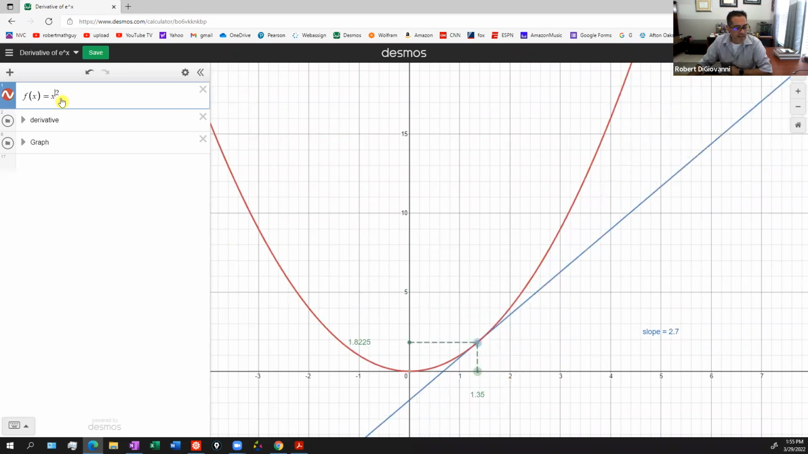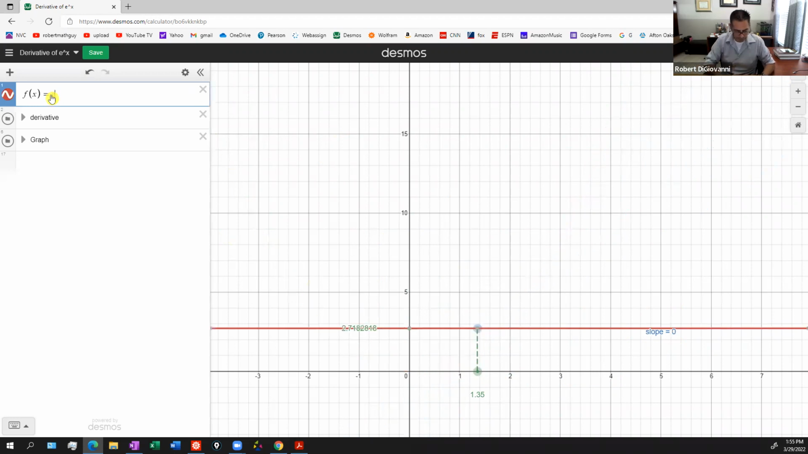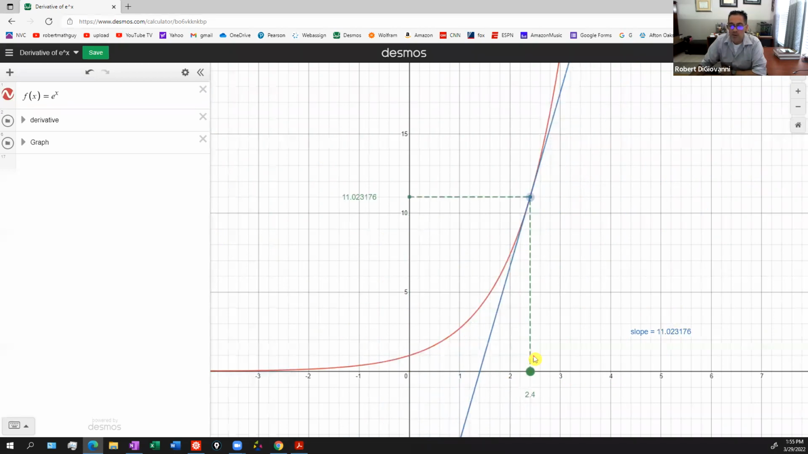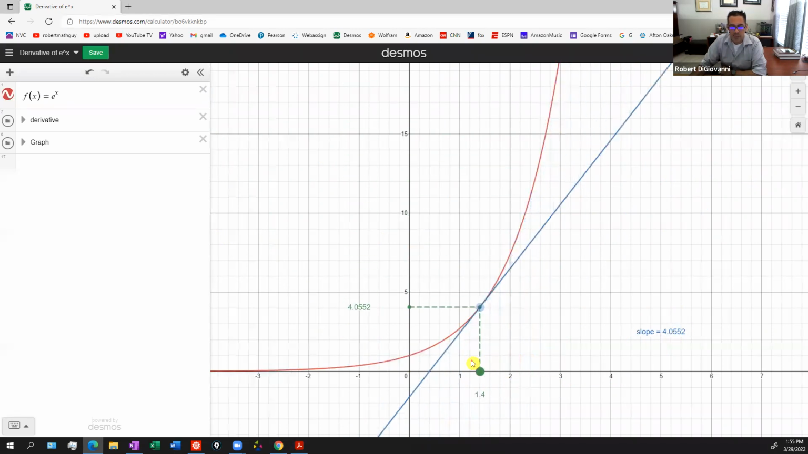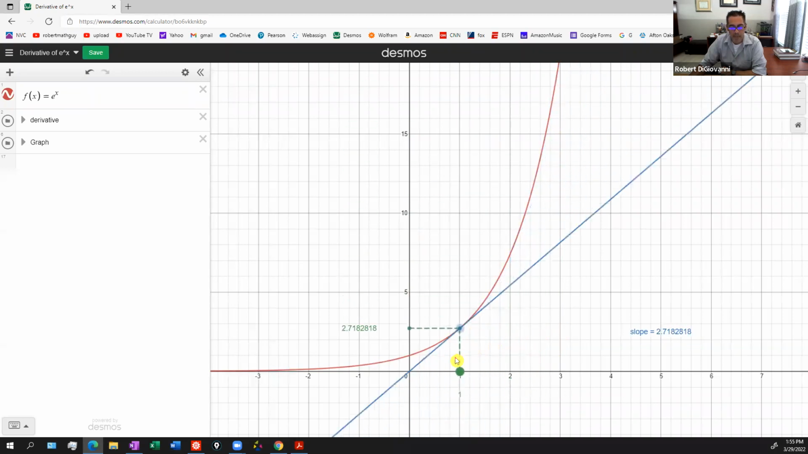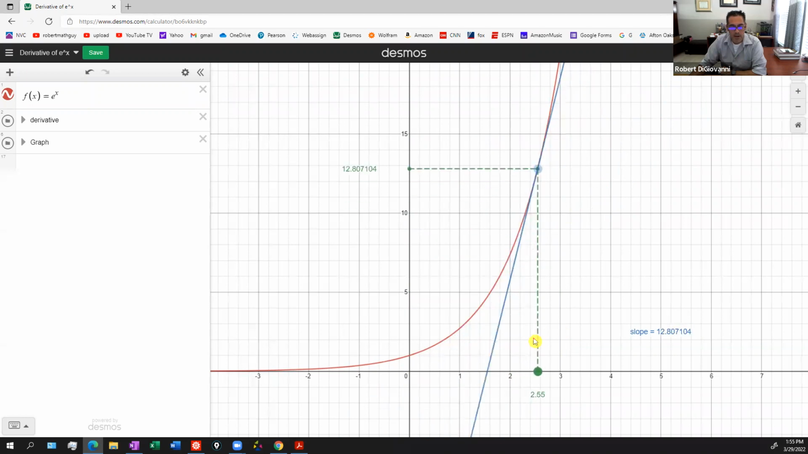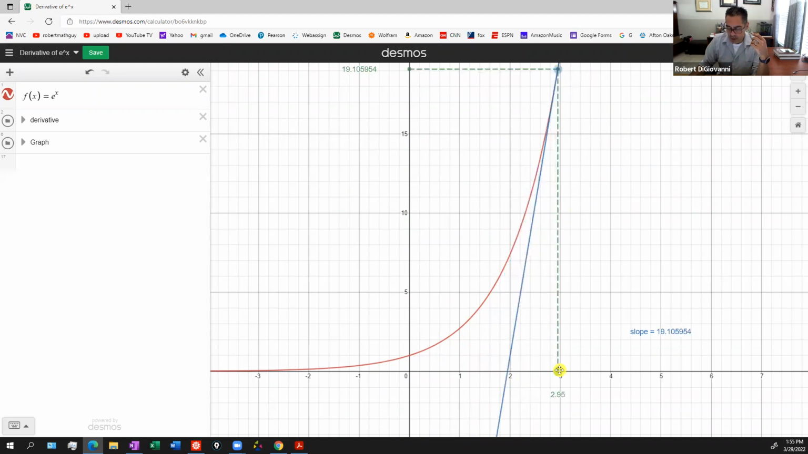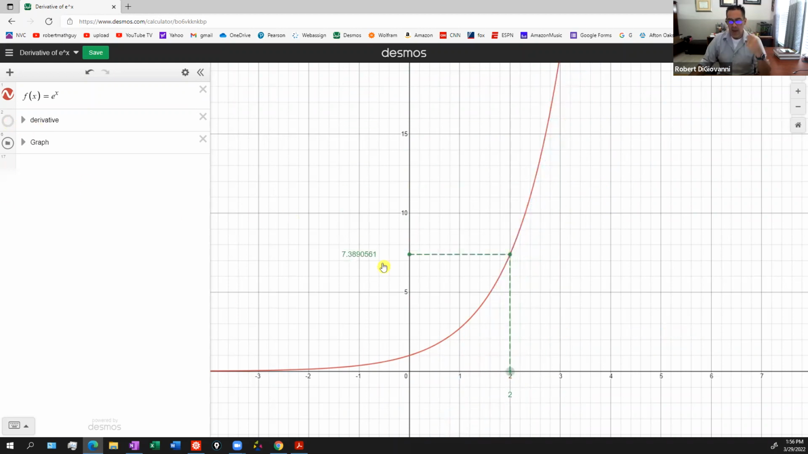But if I draw e to the x, and I move this, notice the y value and the slope are always the same. Always. Always the same. So doesn't that mean that if I said, hey, everyone, go to 2, okay, let me take the derivative out of here. If I asked you right now, what is the derivative of this function at 2? What would you tell me?